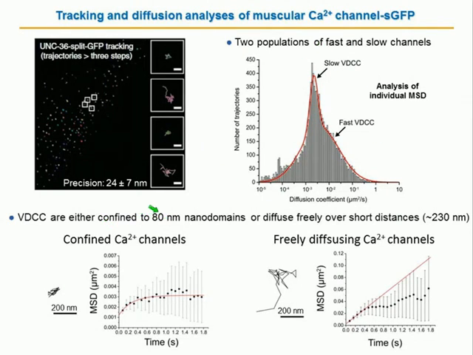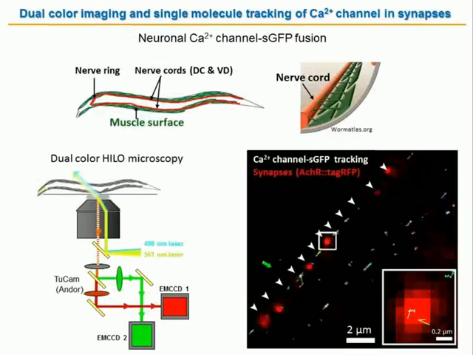The slow diffusing channels tend to be confined into 80 nanometer nanodomains, so you can see a clear confinement effect when you do the tracking. And the rest of the population, which is about 10% of the channels, tend to diffuse freely over short distances, around 230 nanometers. I'll go back into more detail in a few slides about how we can now use this diffusion coefficient to compare the behavior of the channels in a normal worm and a dystrophic muscle.